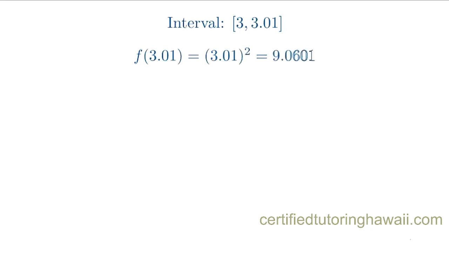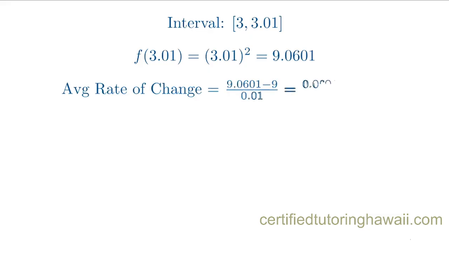What if we choose an even smaller interval, say from 3 to 3.01? We would calculate f of 3.01, which is 9.0601. The average rate of change would then be 0.0601 divided by 0.01, which is 6.01. Notice how as the interval shrinks, our approximation gets closer and closer to a value of 6. This suggests the true rate of change at x equals 3 is exactly 6.